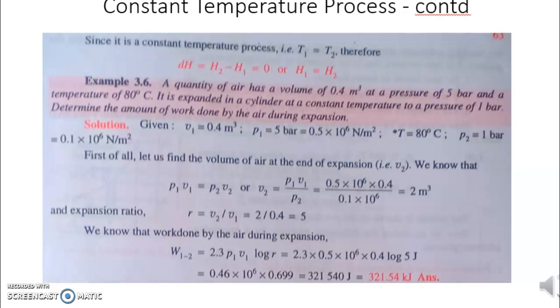So we have seen the constant pressure process, the hyperbolic process, the constant temperature process, and a small problem on the constant temperature process.